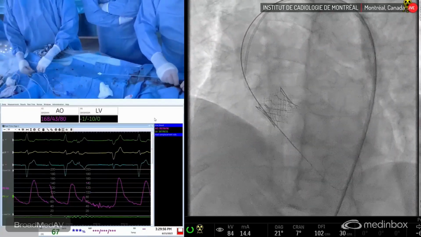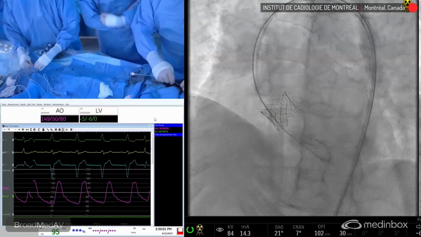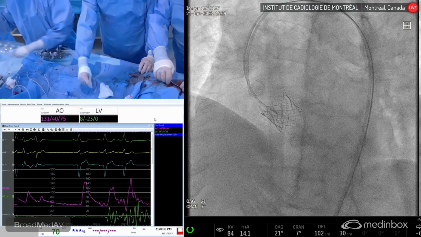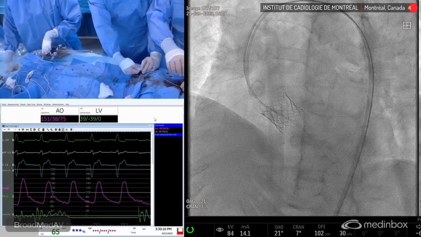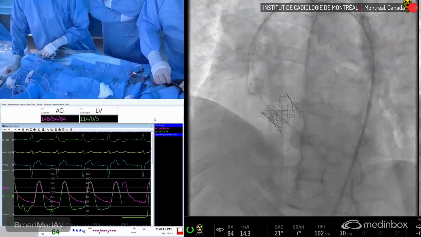A little bit of a waist in the valve. I'm not sure I would do much about that. We're going to see what the gradient is. Yeah. I think the important thing here is to avoid the oculostenotic reflex and really have a hemodynamic reason why you're going to post-dilate something. Flush. So not much in the way of a gradient here.